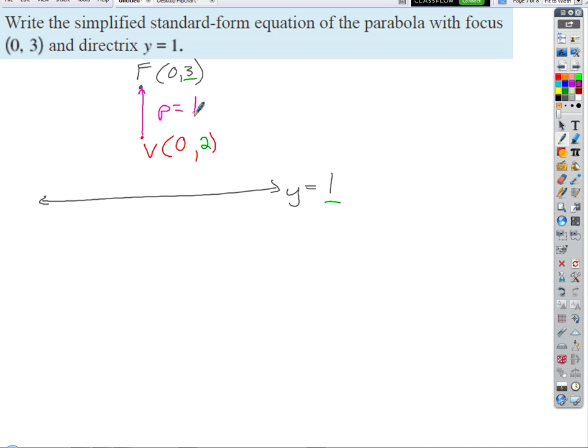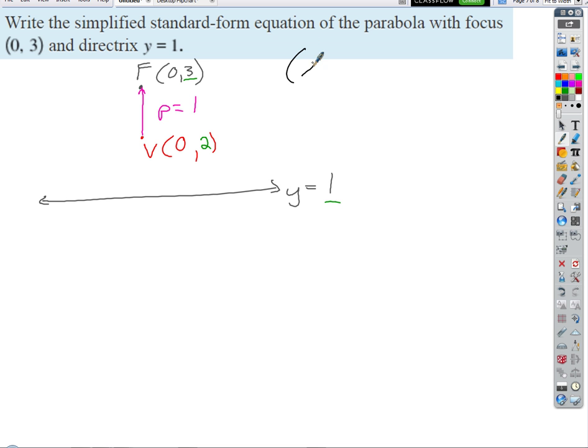Yeah, good. That's 1. What does that give? Why do we use that? 3 months. Why do we need p? Because we're going to write the standard form equation, so we've got to be able to plug in a value of p. Okay, so the standard form equation now, this is a vertical parabola, right?